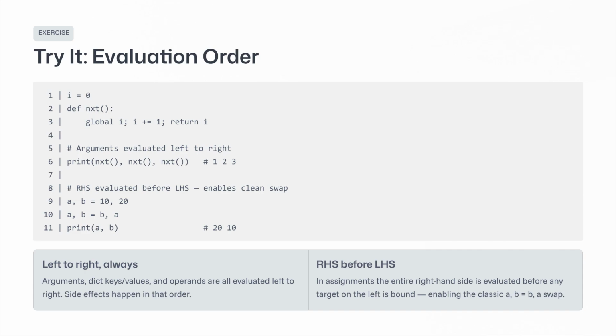Two key rules. Left to right, always. Arguments, dict keys and values, and operands are all evaluated left to right, so side effects happen in that order. And in assignments, the entire right-hand side is evaluated before any target on the left is bound. That's what enables the classic a, b equals b, a swap.